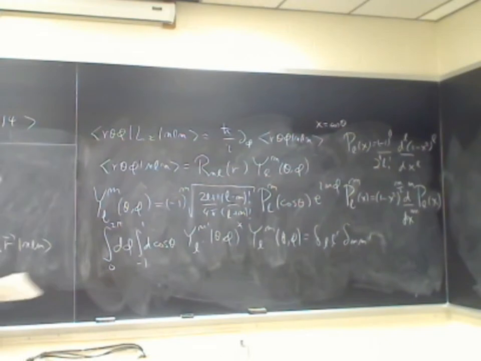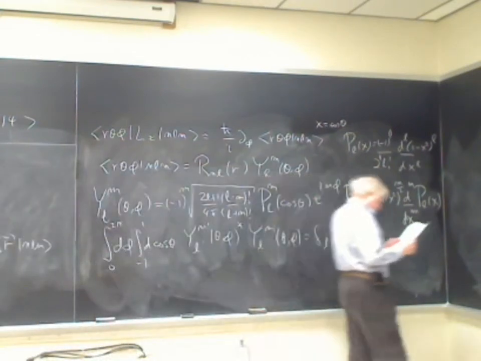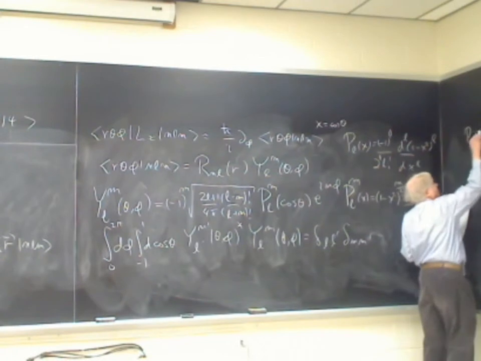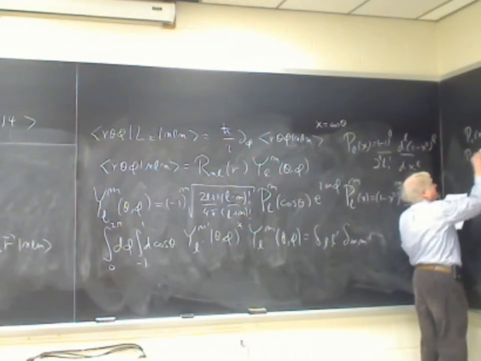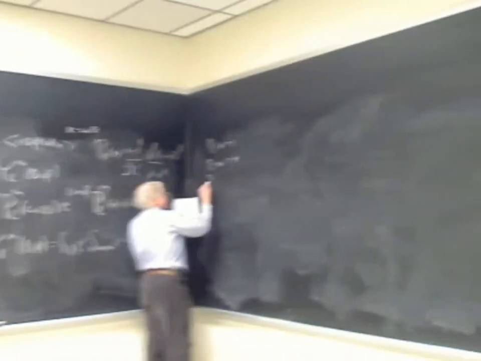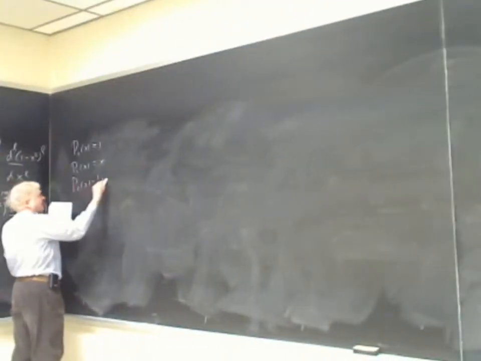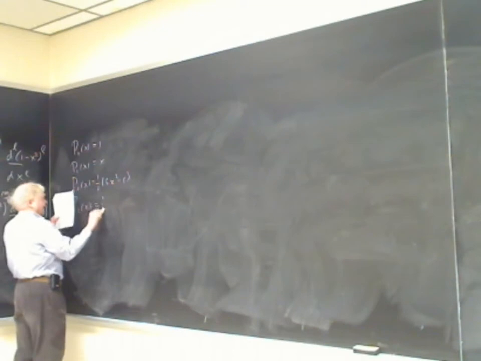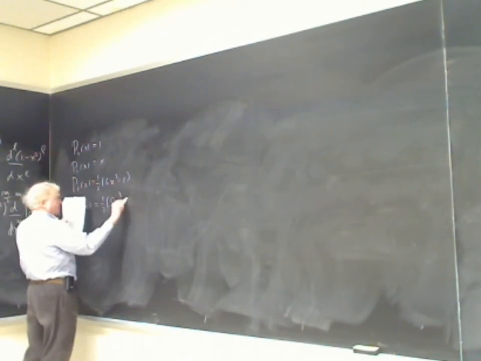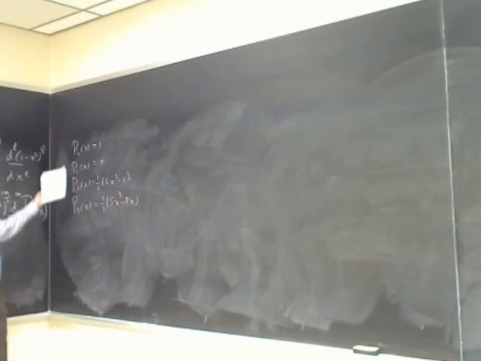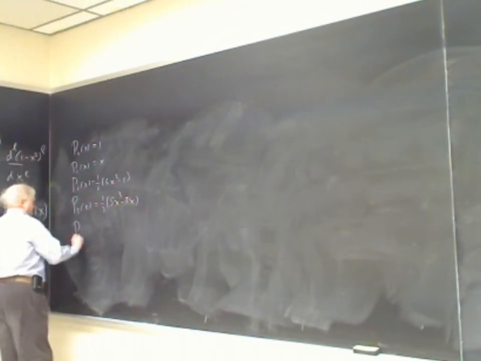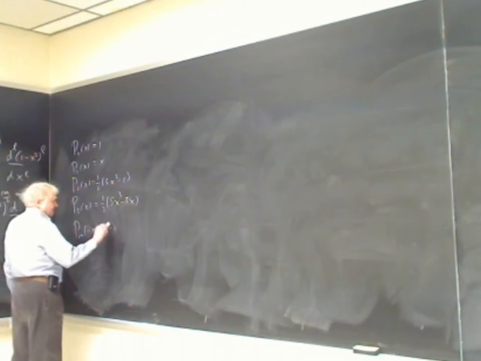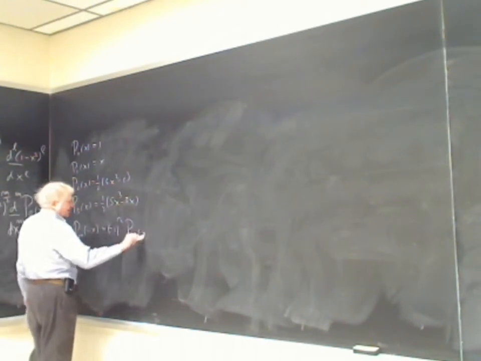In any event, the angular stuff is codified here. P0 of x, of course, is 1. P1 of x is x. P2 of x is a half (3x squared minus 1). P3 of x is a half (5x cubed minus 3x). So you see the odd ones are odd in x. The even ones are even in x. So in other words, P n of minus x is minus 1 to the n times P n of x.